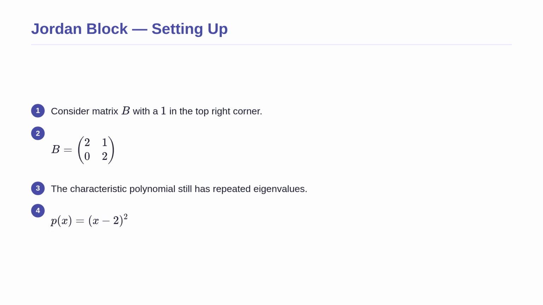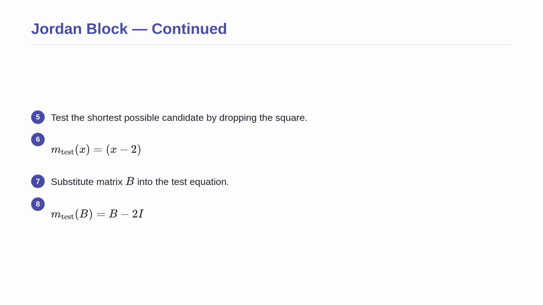We start by finding the characteristic polynomial first. Just like before, the eigenvalue 2 is repeated twice on the main diagonal. Therefore, the factor containing the x minus 2 is squared in the master equation. The total degree of this characteristic polynomial is 2. Following our previous method, we will test the absolute shortest possible candidate for the minimal polynomial. We do this by dropping the square entirely, leaving us with a temporary guess of x minus 2.